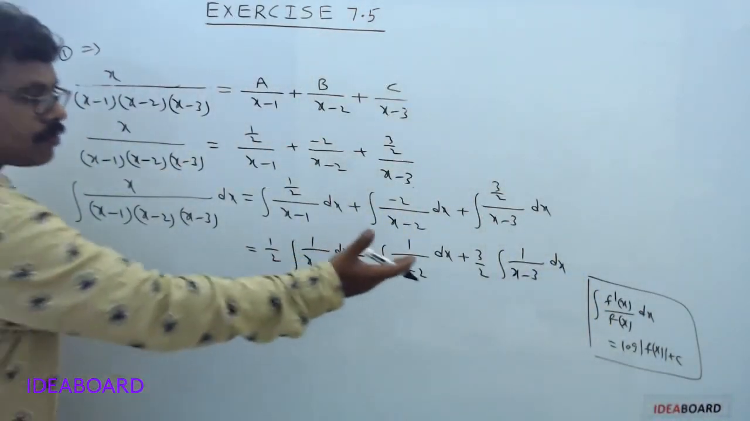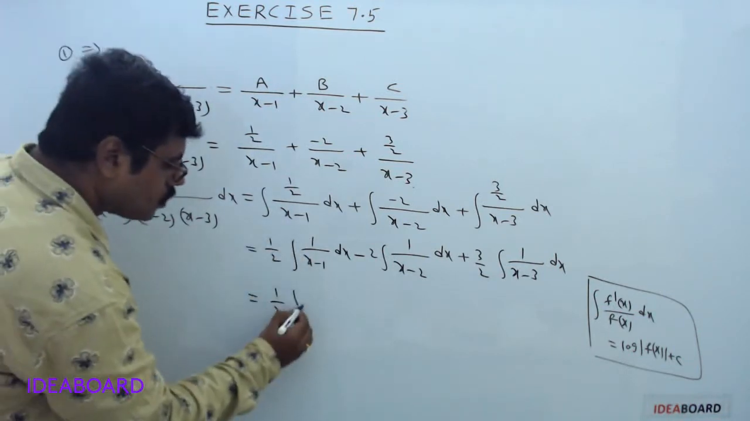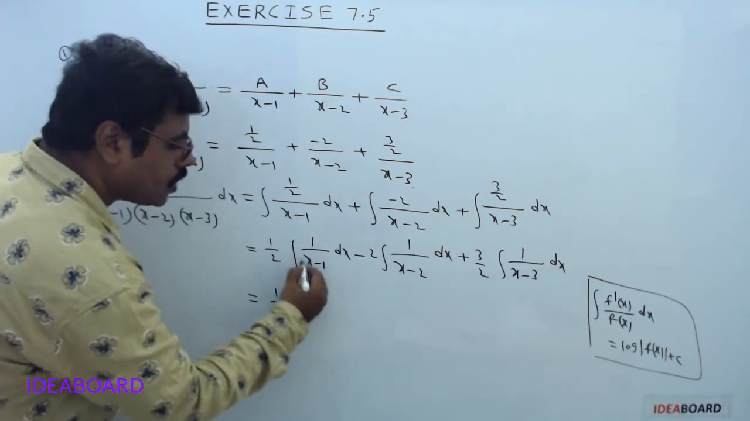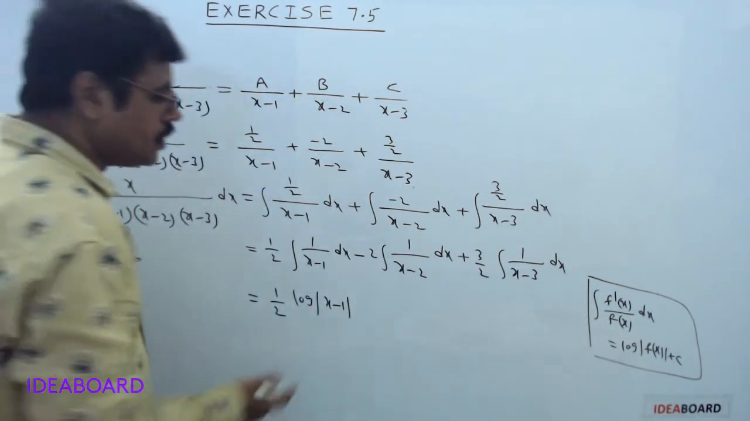So here you can apply that formula. Derivative of denominator is its numerator. So what is its answer? Log mod denominator. So log mod x minus 1 plus a constant c.